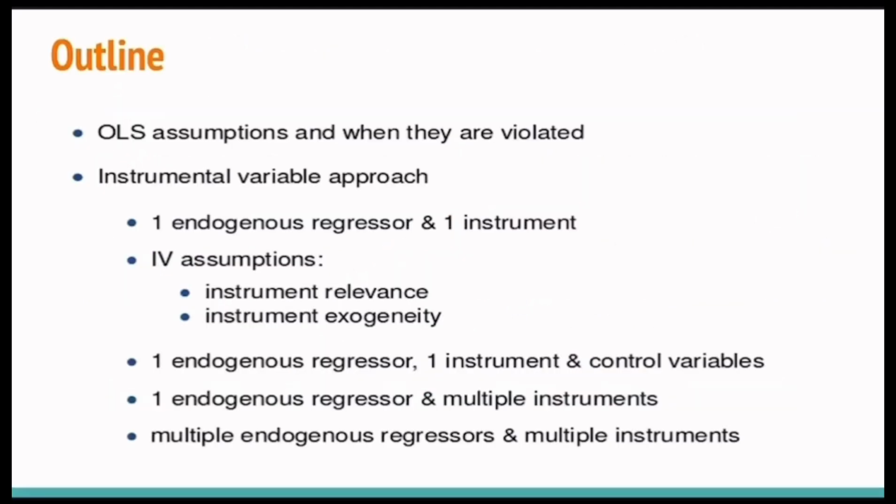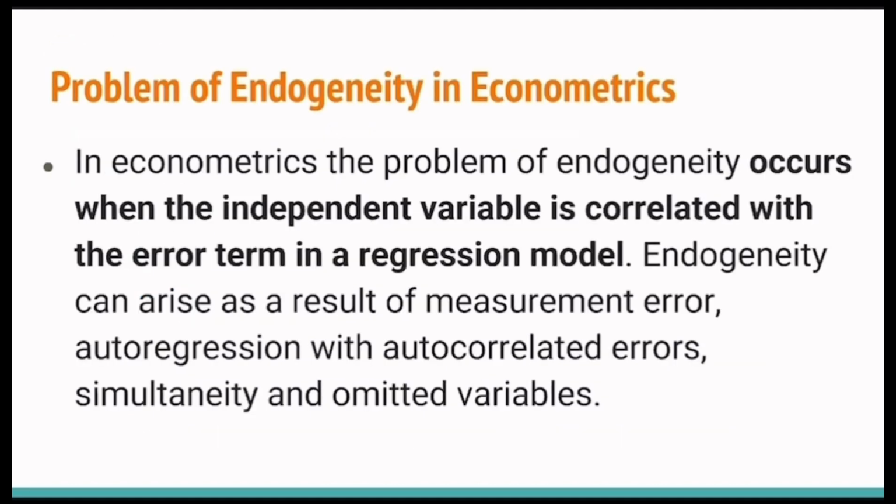In the outline, we're going to revisit the OLS assumptions and what happens when they are violated. Then I'm going to introduce everyone to the instrumental variable approach. Under this approach, we could talk about one endogenous regressor and one instrument, one endogenous regressor, one instrument and control variables, and one endogenous regressor and multiple instruments. We're also going to discuss multiple endogenous regressors and multiple instruments, and the assumptions underlying the use of instrumental variables: instrument relevance and instrument exogeneity. So we're going to kickstart with the problem of endogeneity in econometrics.